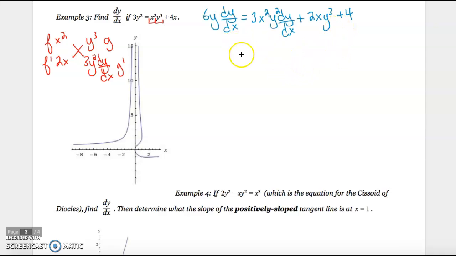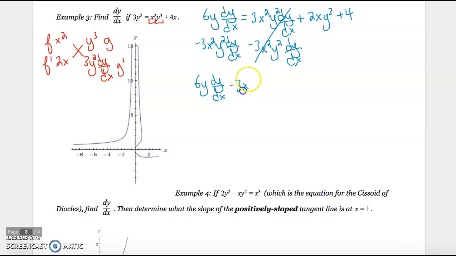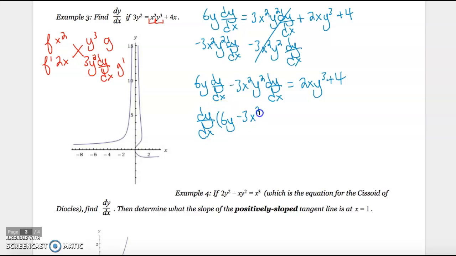All right, and so now I'm going to do the same thing as I did in the previous example, where I get all my dy dx's to one side. So it looks like the only thing I have to move over is this guy. So I have 6y dy dx minus 3x squared y squared dy dx equal 2xy cubed plus 4. Pull out my dy dx as a greatest common factor. And I get 6y minus 3x squared y squared.